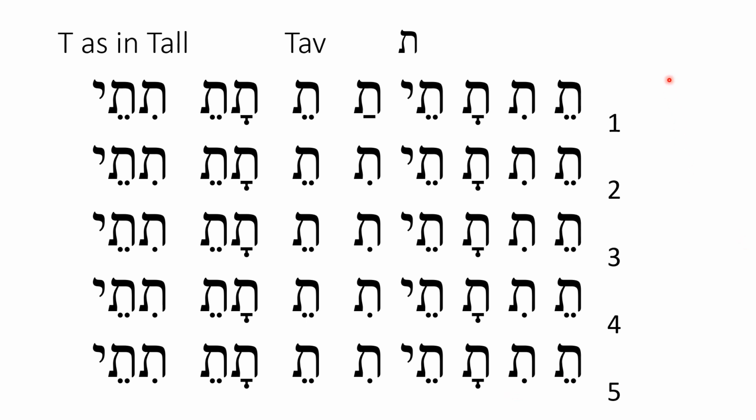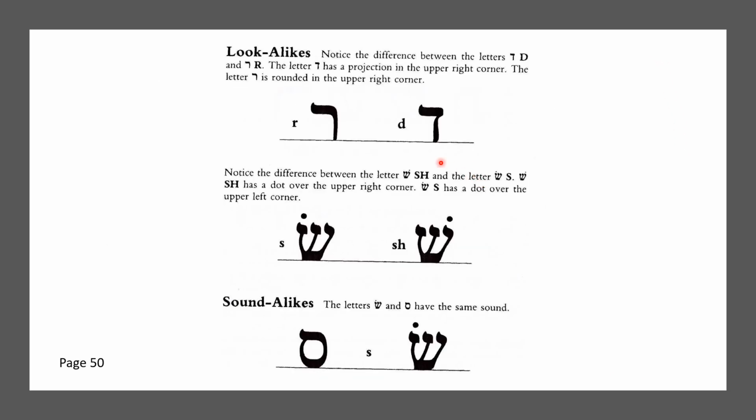All right, go ahead and practice on your own, and we'll get started. So here we have the lookalikes, the resh and the dalet. But again, the resh is rounded. The dalet is not. It has that kind of a square with a line down from it. So the R and the D.